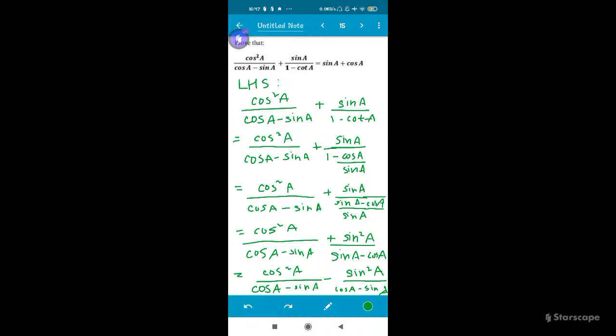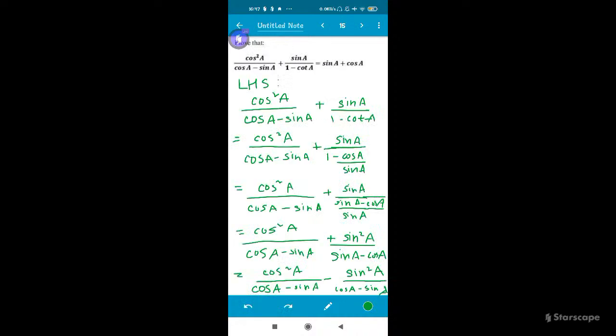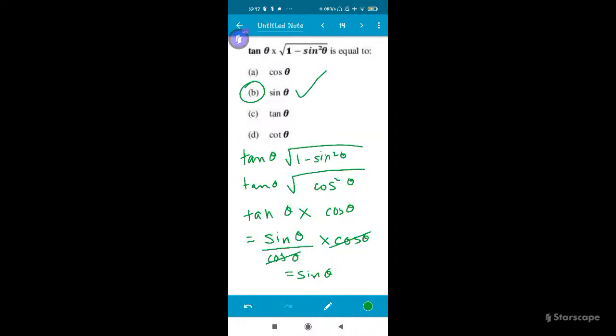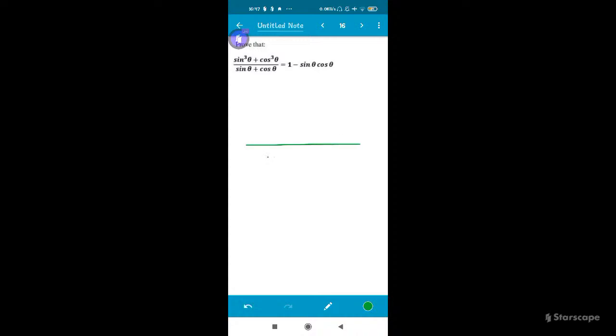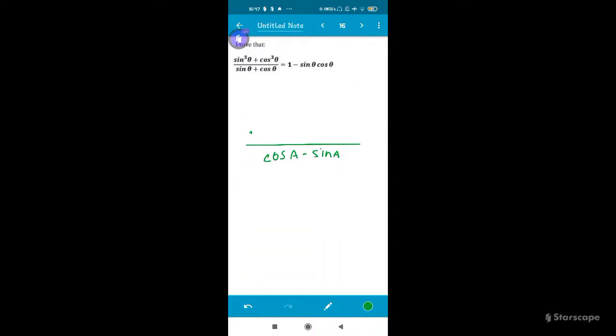Now let's continue. Since the denominator is same, I don't have space here. Okay, I'm just doing it here. You can copy it down and later I'll just rub it off. So our denominator is cos A minus sin A. So let me write cos A minus sin A, and in the numerator we have cos square A minus sin square A. Cos square A minus sin square A.